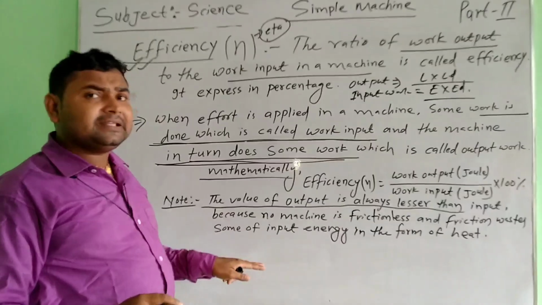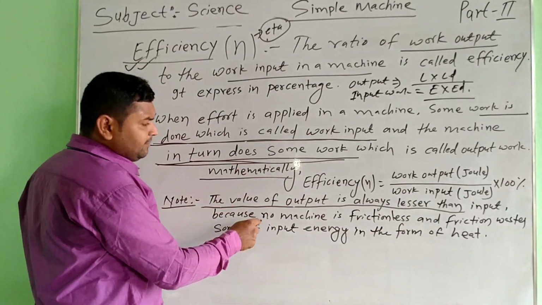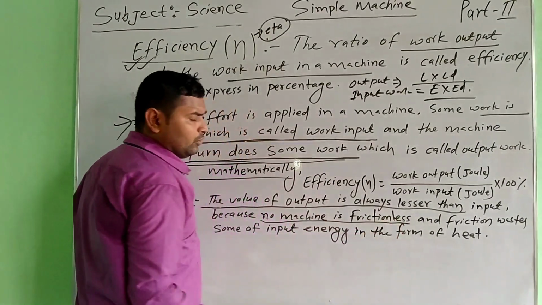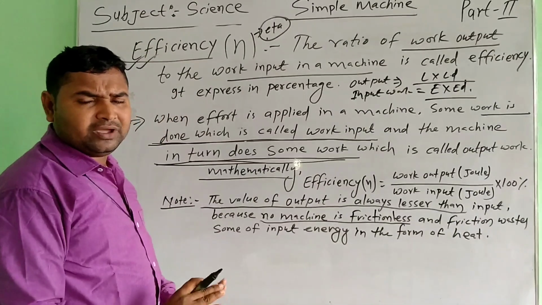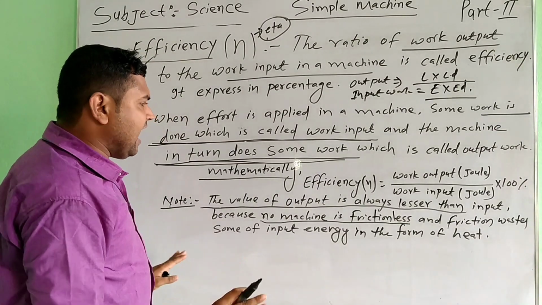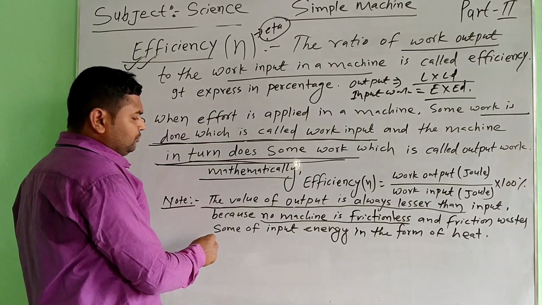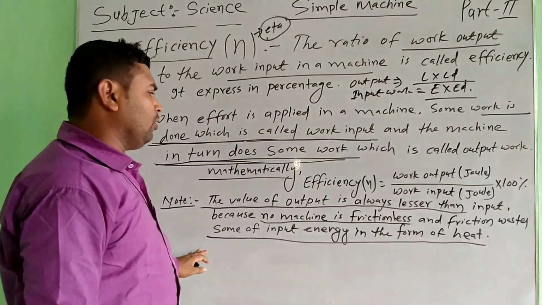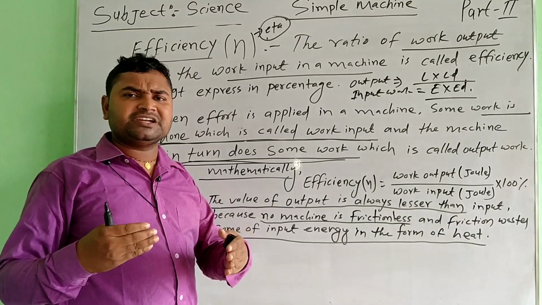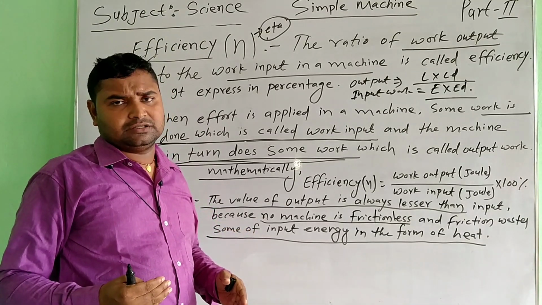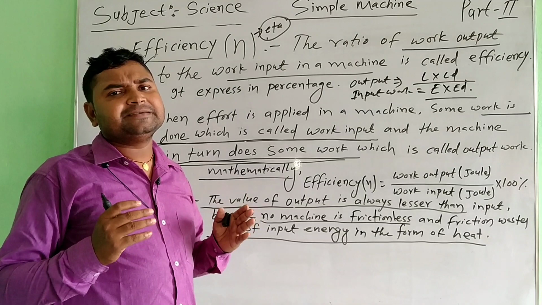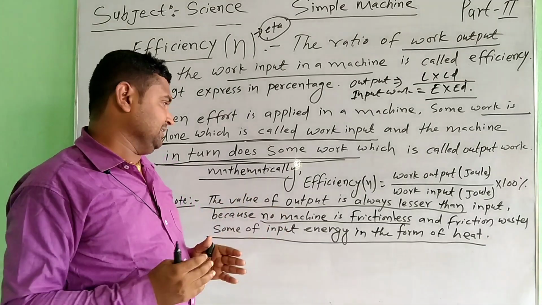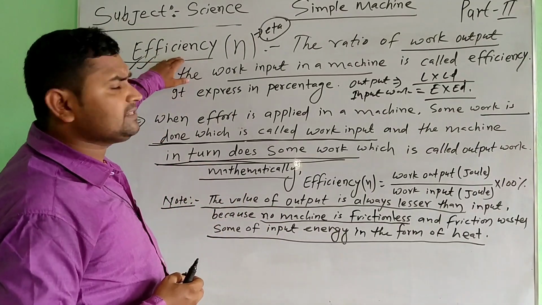What is the reason? No machine is frictionless, and some energy is wasted in the form of heat. All this is wasted due to friction. So no machine gives 100% efficiency.